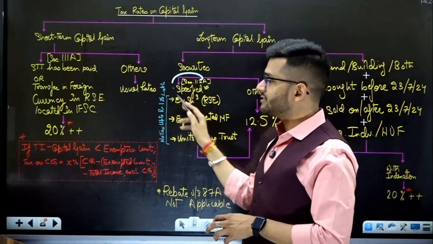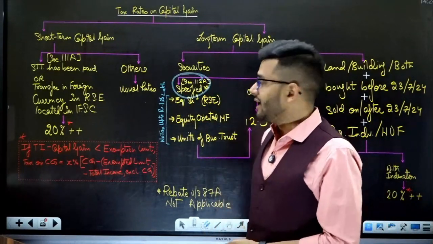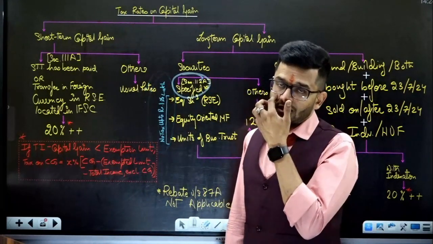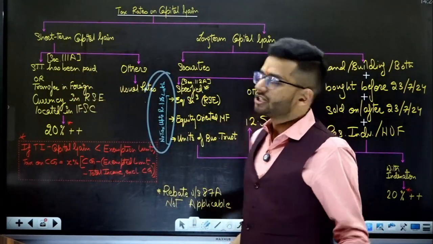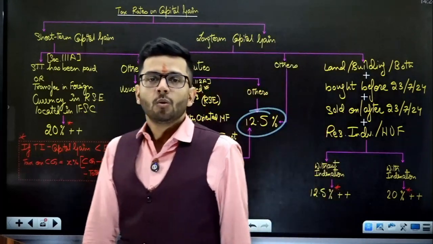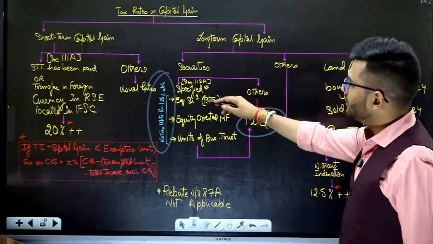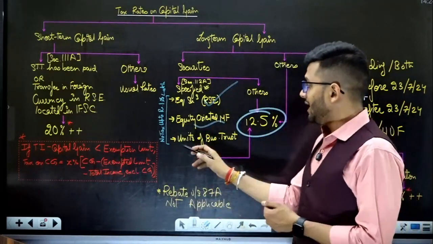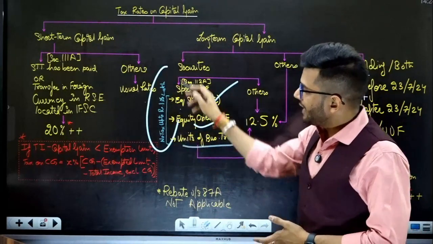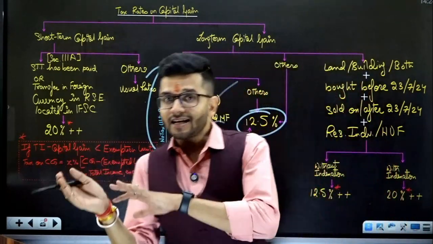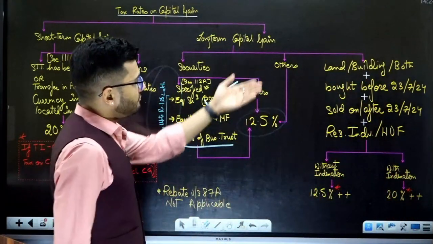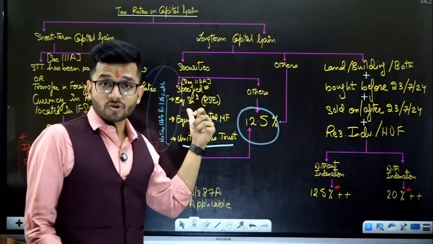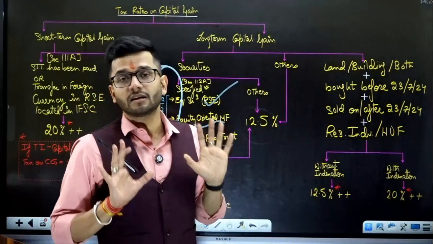Okay, so for specified securities, which is section 112A securities, we have to give an exemption of 1.25 lakhs in the long-term capital gain, and over 1.25 lakhs, we'll charge a tax rate of 12.5%. What are these specified securities? They are equity shares which are listed in a recognized stock exchange, equity oriented mutual funds, and units of business trust. For them, the exemption limit is 1.25 lakhs. It has risen from 1 lakh to 1.25 lakhs. And for other securities, the tax rate is 12.5% without any exemption. This exemption of 1.25 lakh is only applicable to 112A securities.